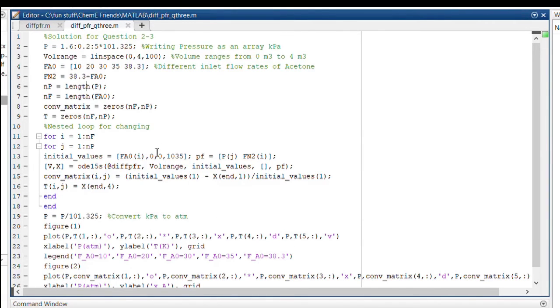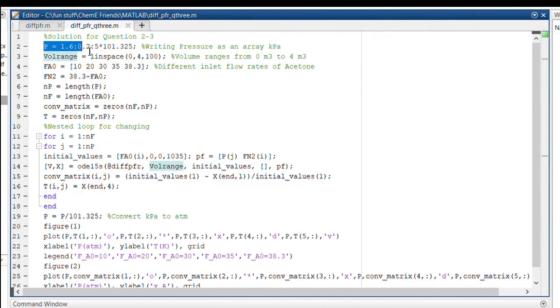So we are almost done with the question. We have come to the final part of our question number 2. In this section, we'll have to find how conversion and outlet temperature are affected by the pressure and by varying flow rates into the PFR.